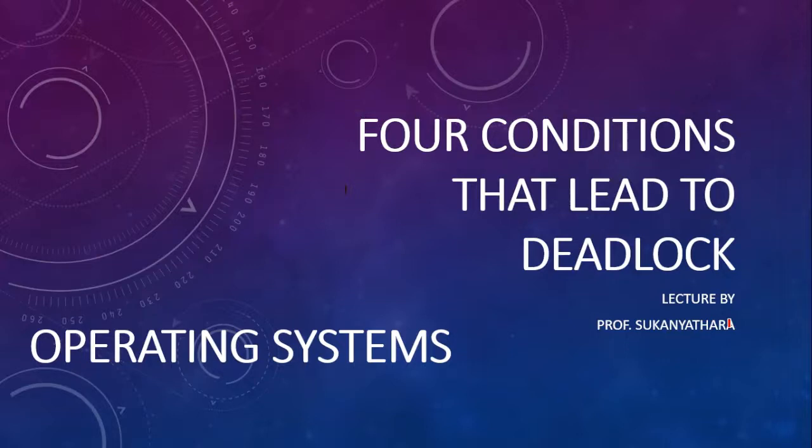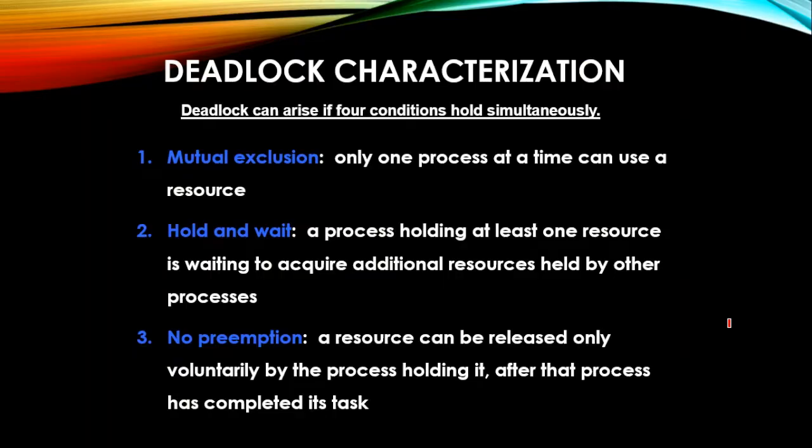Now we will see which are the four conditions that cause a deadlock. The four conditions are mutual exclusion, hold and wait, no preemption, and circular wait. What is mutual exclusion? It is the condition that only one process can use a resource at a time. Consider the printer. A printer is a resource that can be used in a mutually exclusive way.